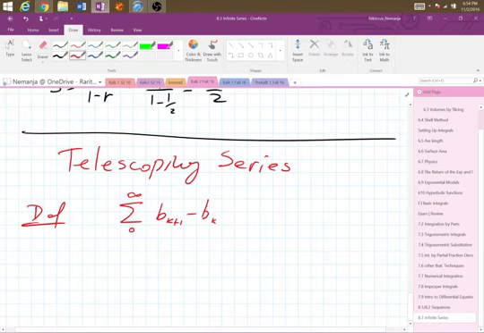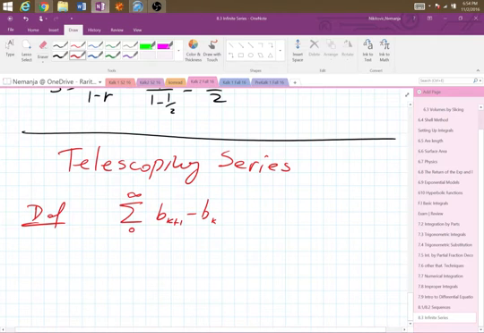So if you want to make a note, the shifting of the counter only needs to be done for geometric series. Don't worry about anything else. Geometric series are the only ones that worry about shifting the counter. Now that you made that note, we go into telescoping series.